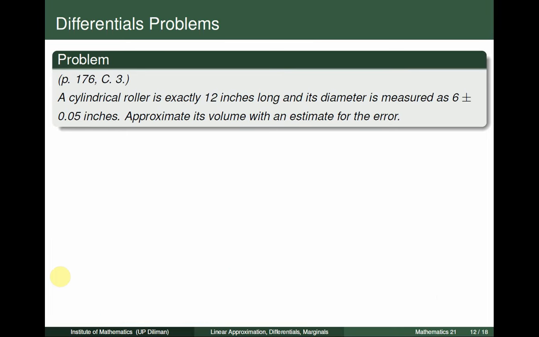A cylindrical roller is exactly 12 inches long and its diameter is measured as 6 plus minus 0.05 inches. Approximate its volume with an estimate for the error. This is page 176, C3 in the module. If you want to solve the problem without looking at the solution first, you may do so now. I'll give you 5 seconds.